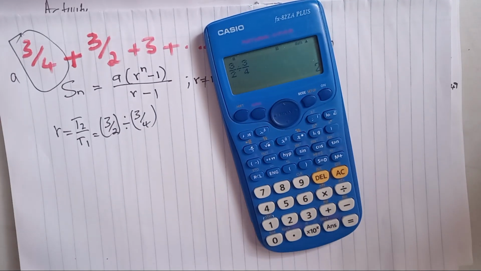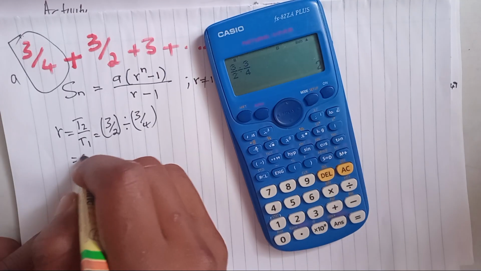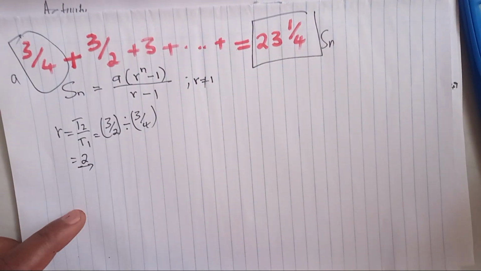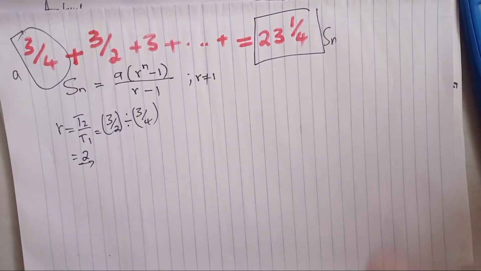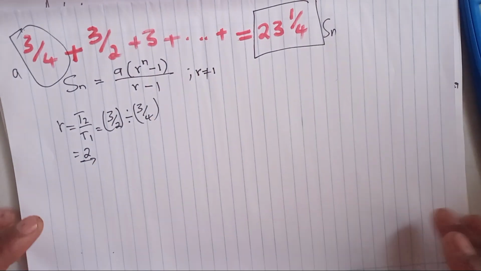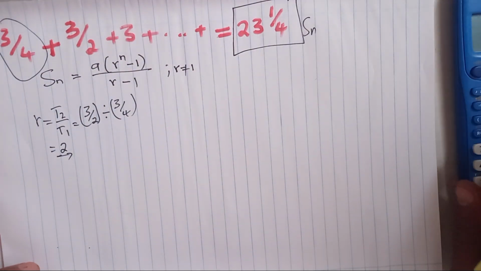We get 2. The ratio in this case is 2. So the ratio in our case is 2, so we are good to go. We can find the value of n now. So let's go ahead and substitute in the known information.